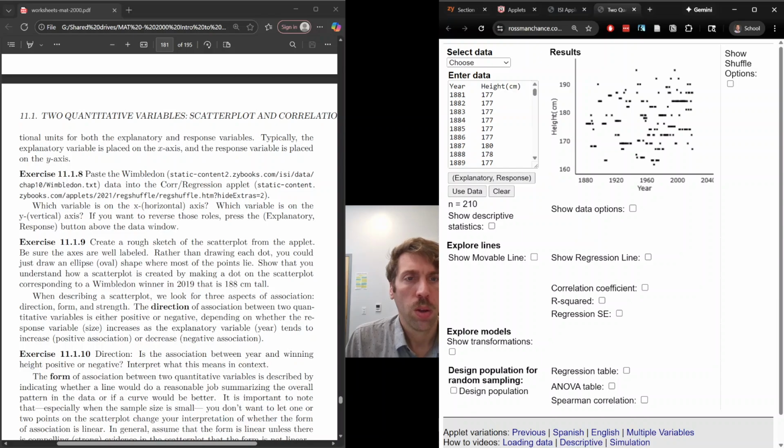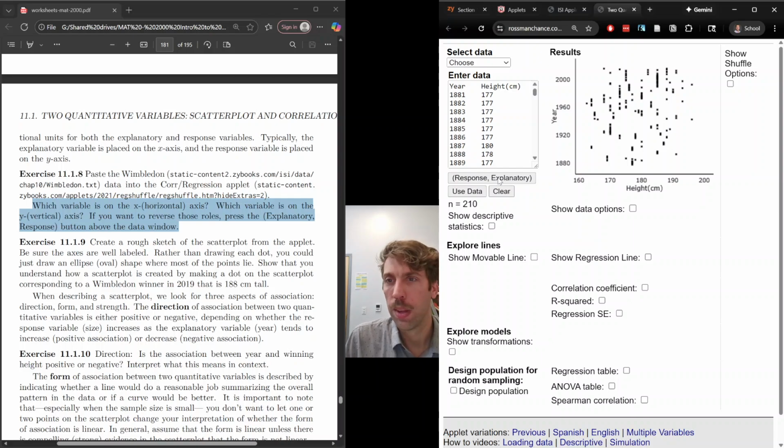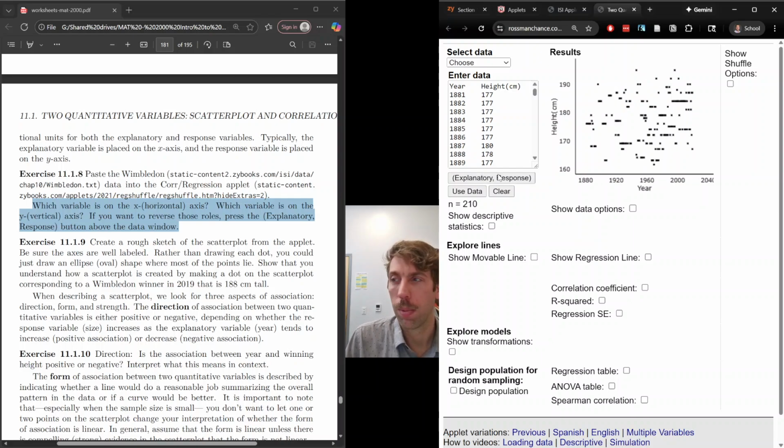Okay. So the question for number 8 is kind of the second paragraph there. What variable is on the x-axis? What variable is on the y-axis? If you want to reverse those roles, press the explanatory response button above the data value. So what's on the x-axis, what's on the y-axis? You can always swap them, but we don't want to swap them. We want them that way.